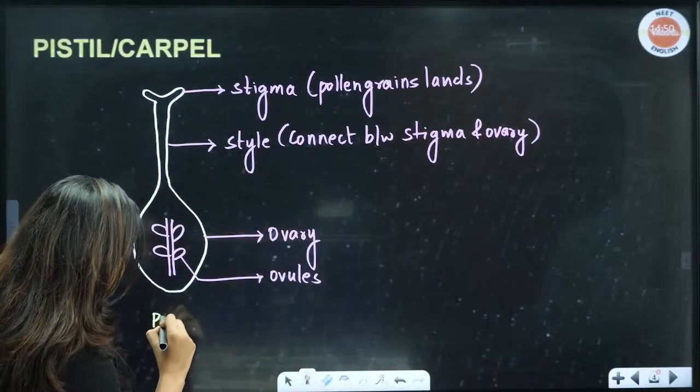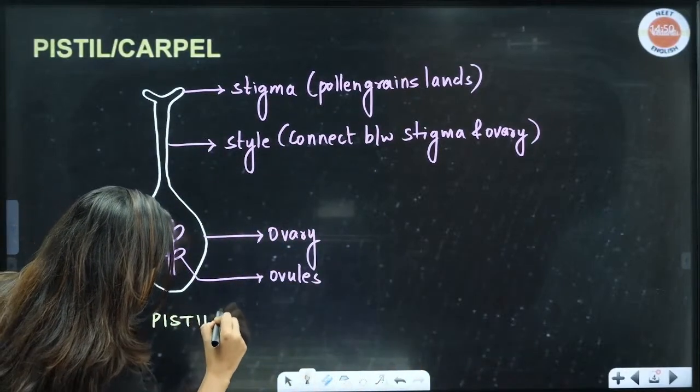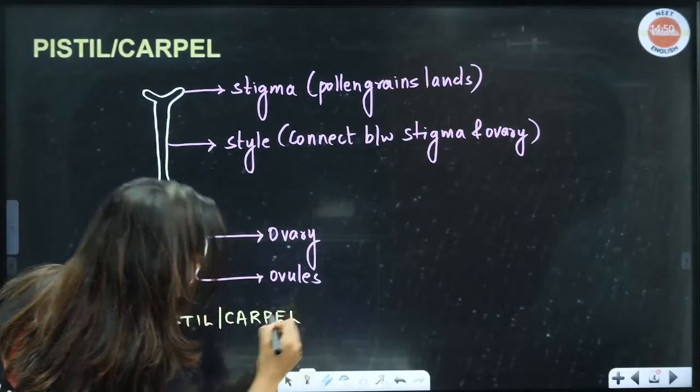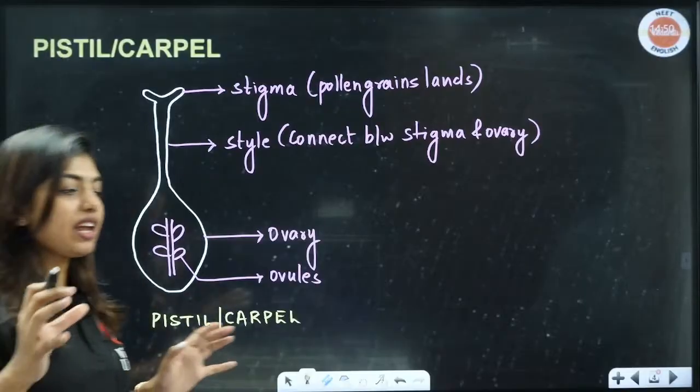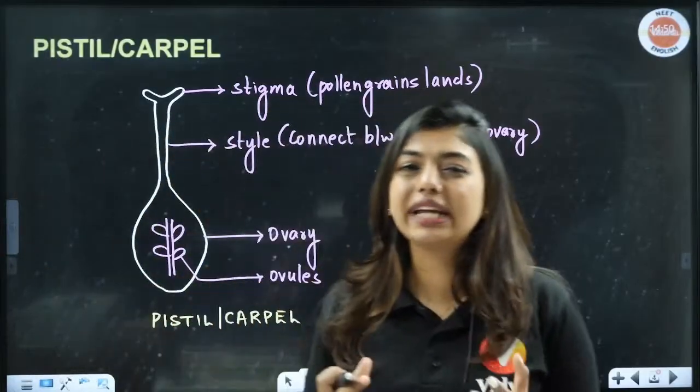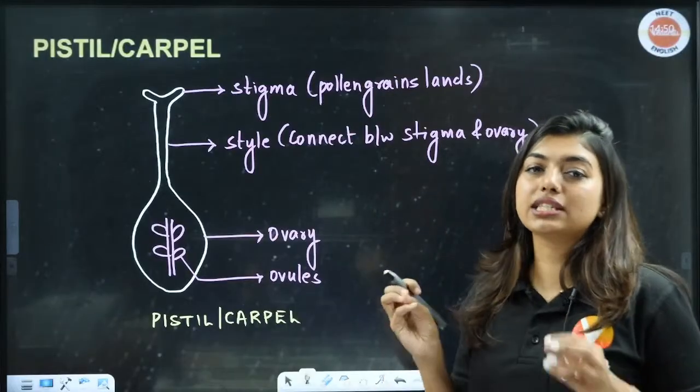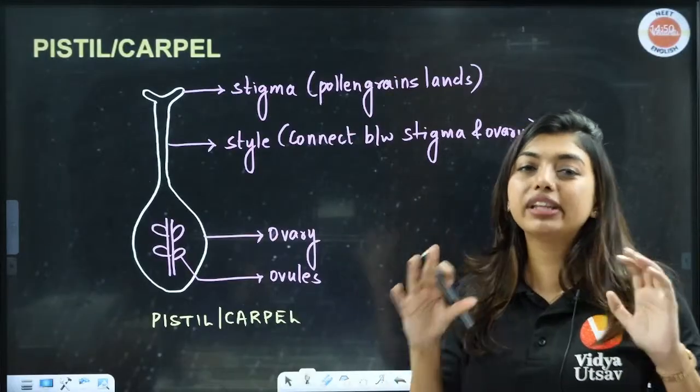What can we call it? A pistil or a carpel. Many of these will be there. Now if any of you have a hibiscus or a China rose near your home, you can go and see the stigma very clearly. You will be able to see everything very clearly.